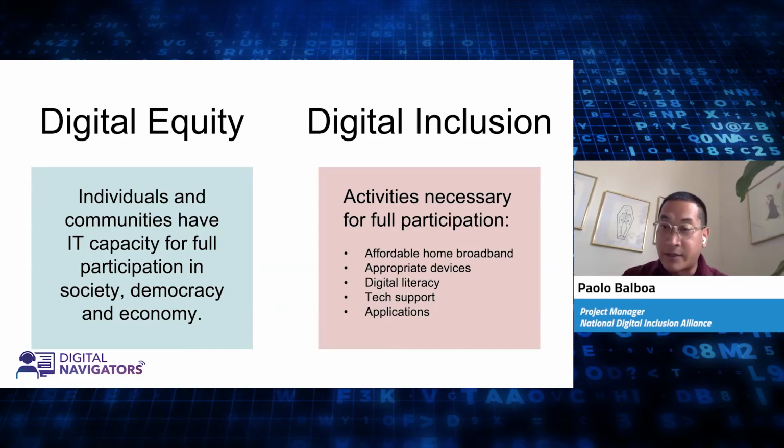Just some basic definitions that we have come up with our network of affiliates. On the left, digital equity is what I like to think of as the goal. Digital equity is what we want program participants in the Digital Navigator program to get to. We want program participants to be able to participate fully in society, democracy, and the economy. What does that mean in practice?